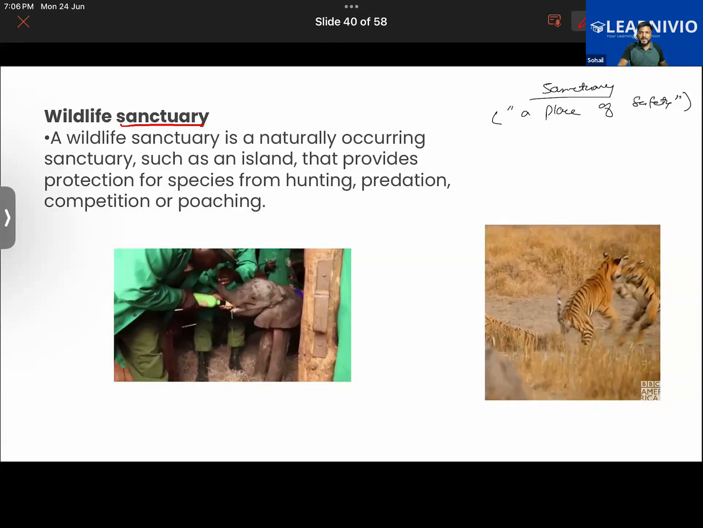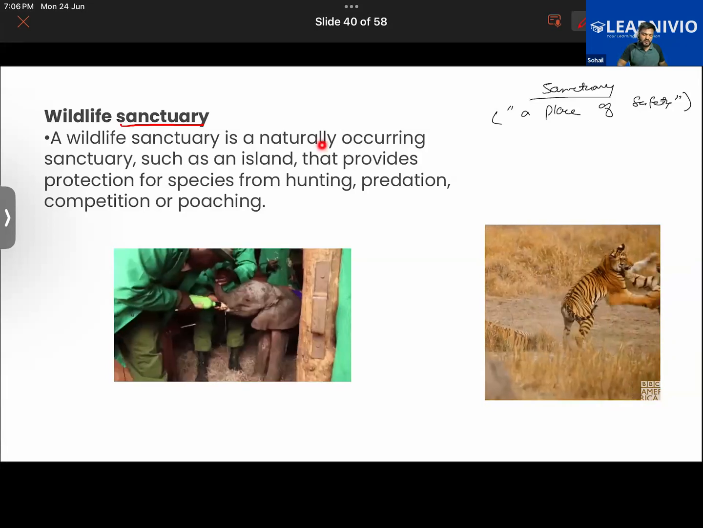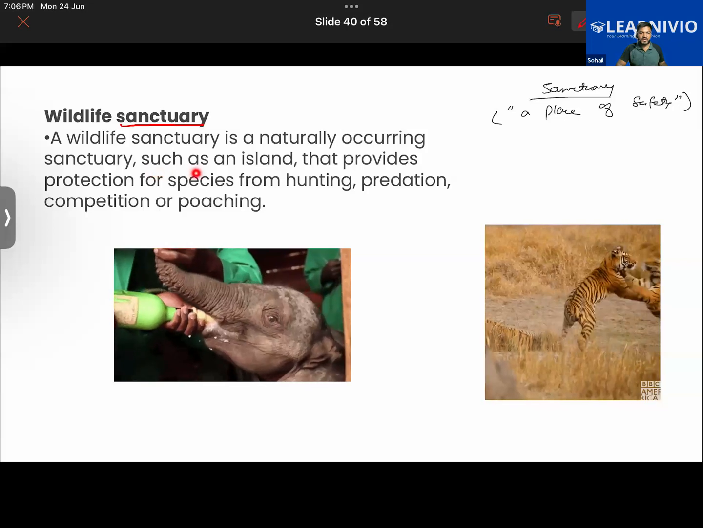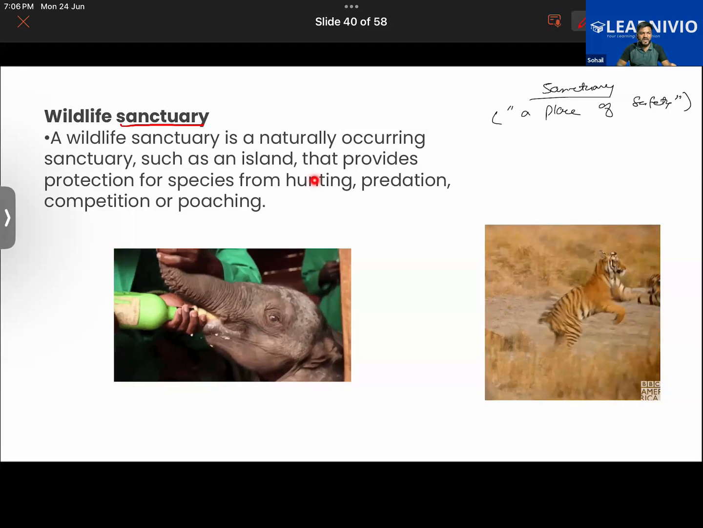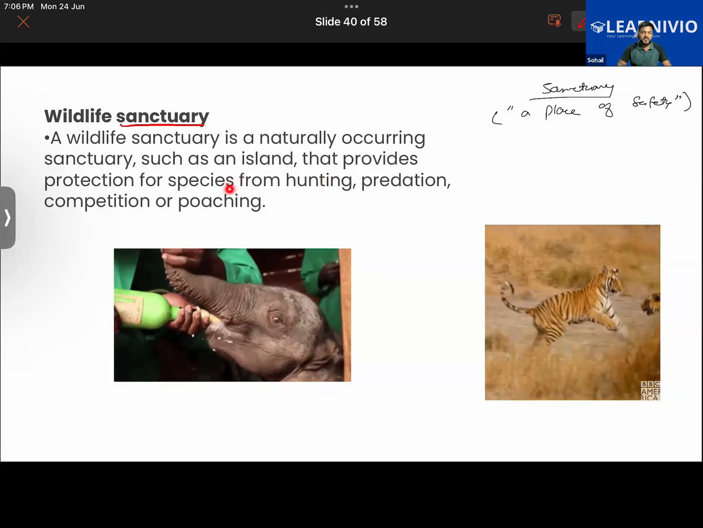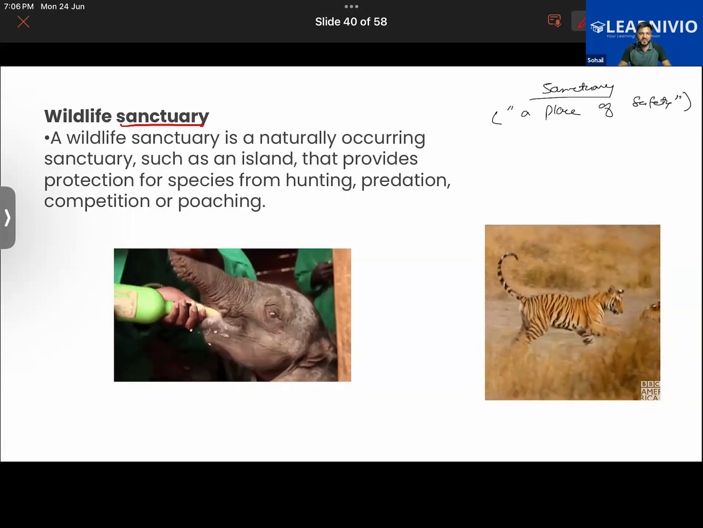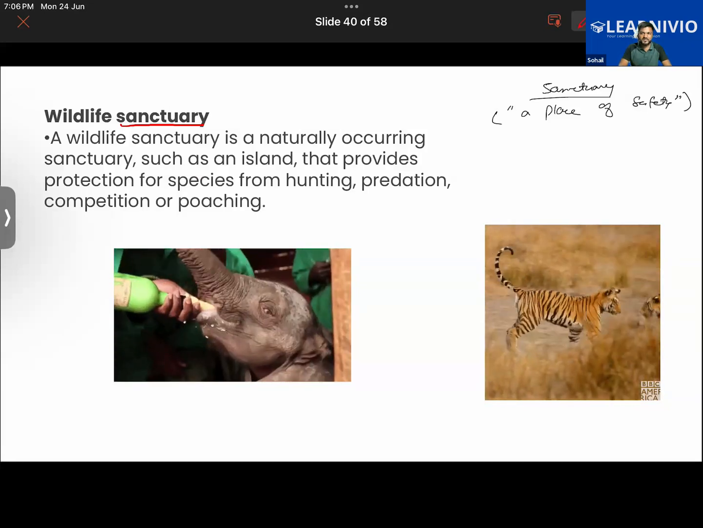Getting it, guys? It's a naturally occurring area, such as an island or any other area apart from an island, that would provide protection to the species of different animals from hunting, predation, competition or poaching. Getting it, guys?